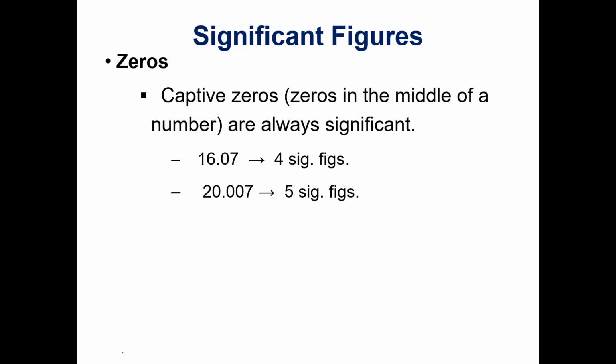So leading zeros are never significant. Captive zeros are always significant. So those are two cases where once we determine what type of zero we have, we immediately know whether or not it's significant. The only time there's a choice is when we have trailing zeros. So if there's a decimal, the trailing zeros will be significant. If there's not a decimal, they won't be significant.